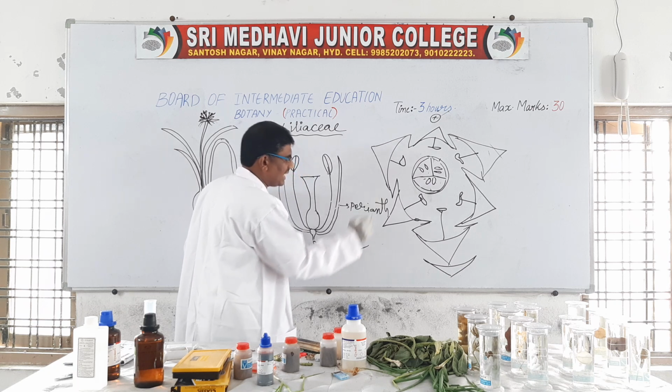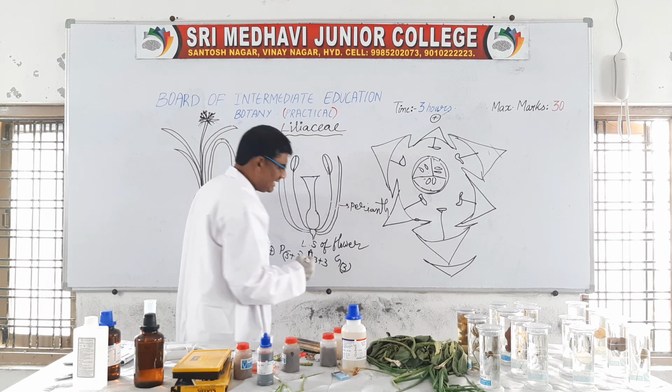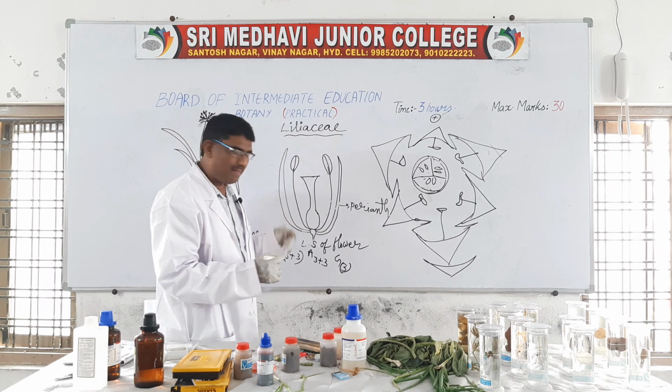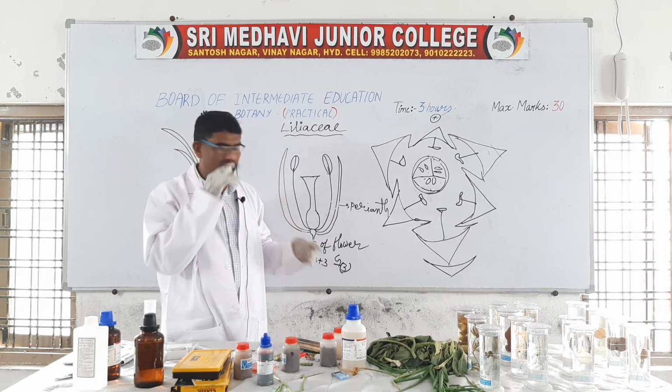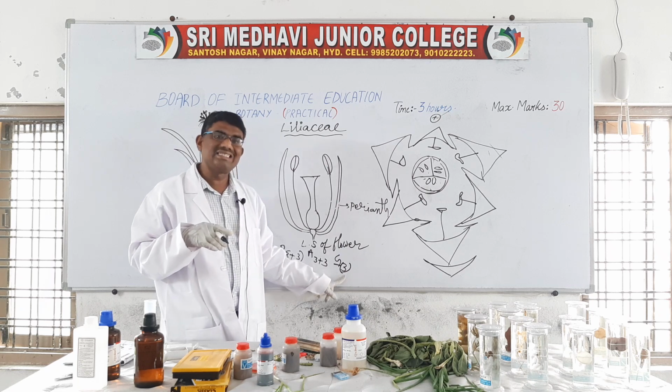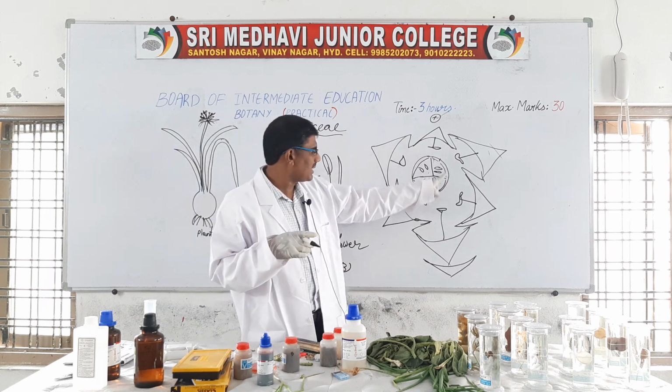Then the gynoecium contains 3 carpels. Because there are 3 carpels, it is called tricarpellary. This is a hypogynous flower with a superior ovary, and the gynoecium is syncarpous. All 3 carpels are united.